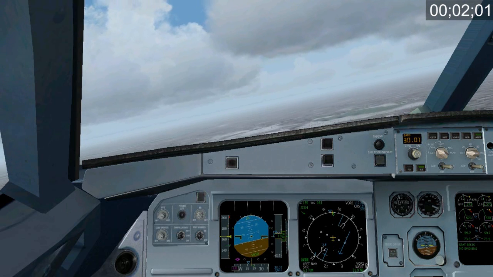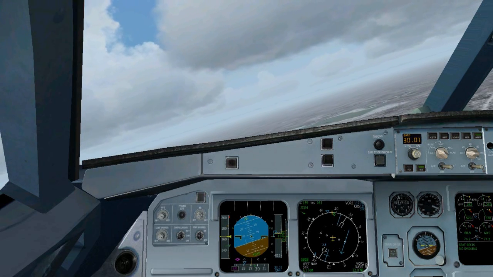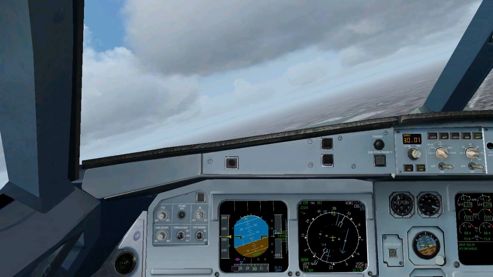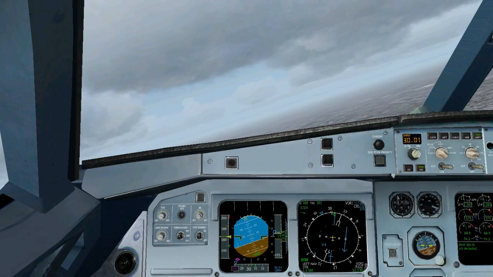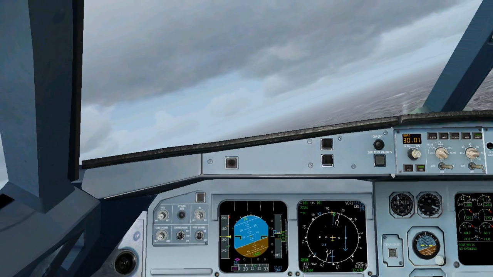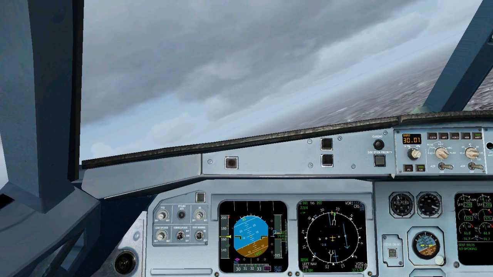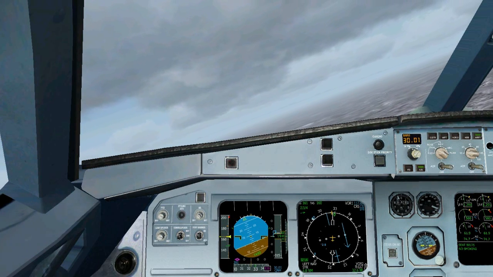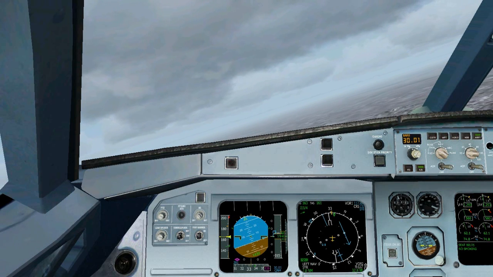Two minutes, we're going to start a half standard rate turn to the right, and by the time we roll out of this turn, we should be pretty much on a heading of 131 back to the VOR. If we're not, we'll make little adjustments and we'll establish ourselves on a heading of 131 back to the VOR. But if we've done this correctly and maintained the speeds as constant as we could, we should pretty much roll out on a heading of 131 back to the VOR.